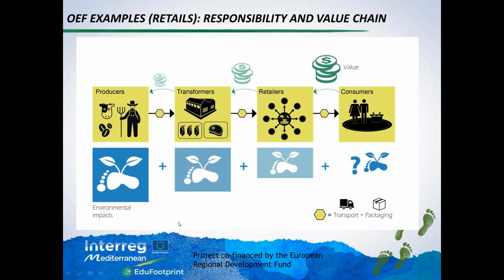And then there is the responsibility in the value chain, and this is the environmental footprint connected with environmental impacts. So producers have a big responsibility for environmental impacts. Then come transformers, then retailers, and at the end consumers, even if I don't have all the information about consumers and how they use my products.